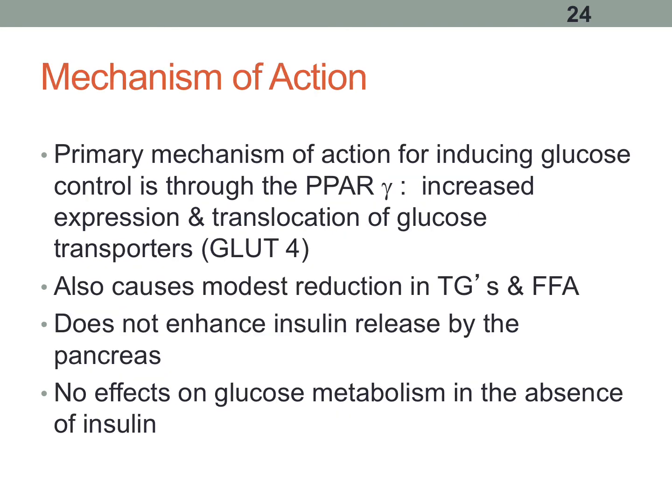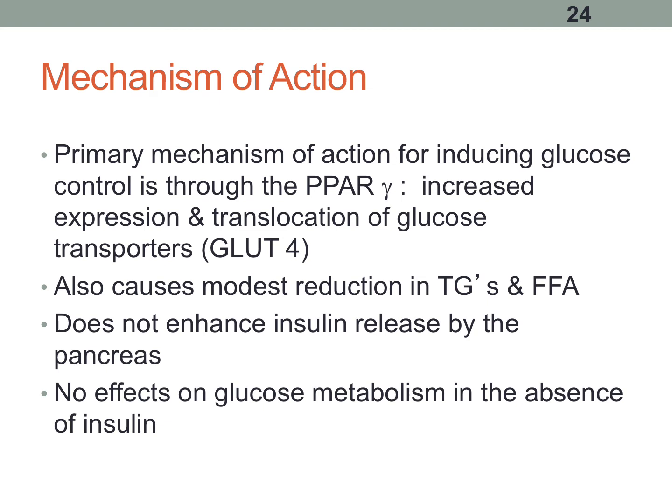Now, the primary mechanism of action of the thiazolidinediones is through the so-called PPAR gamma receptor. And the PPAR gamma receptor is a nuclear receptor. Once the thiazolidinediones are bound to the PPAR gamma, this leads to an increased expression and translocation of the glucose transporter, especially GLUT4.